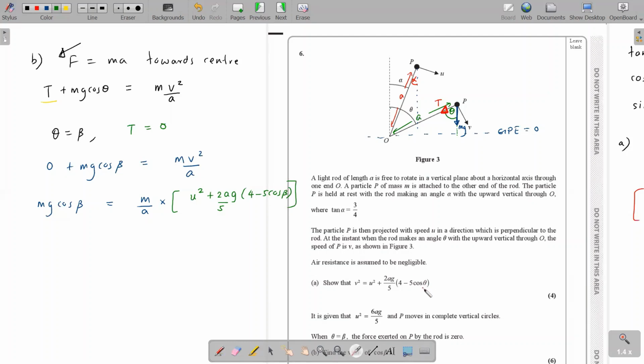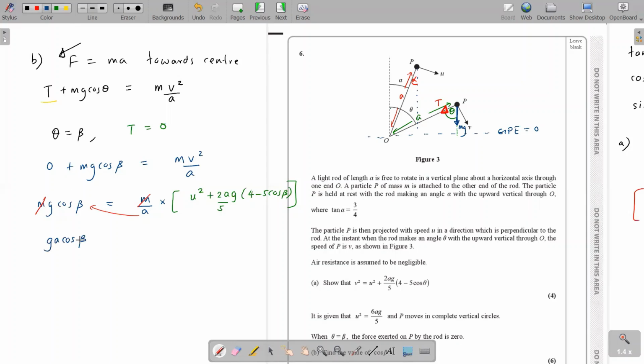Okay, and you need to make what? Cos beta the subject in this equation. That's all they want, you to find the value of cos beta. So shall I directly cut off the m here, because this m is outside of this entire bracket. I'll cut off the m. Then I take the a also over here, so I get ga cos beta. Do you agree with me? I took the a to the other side.